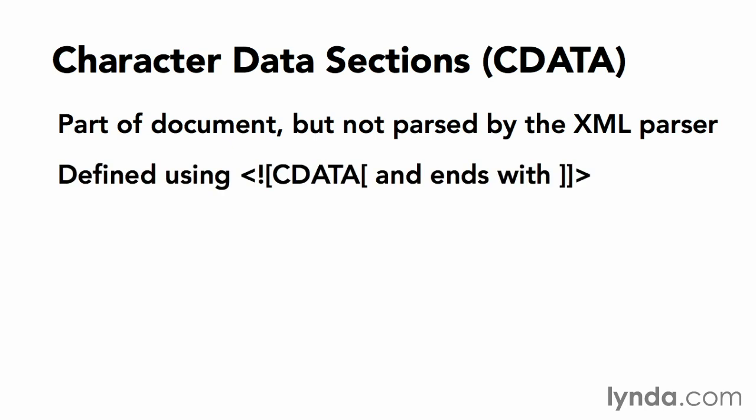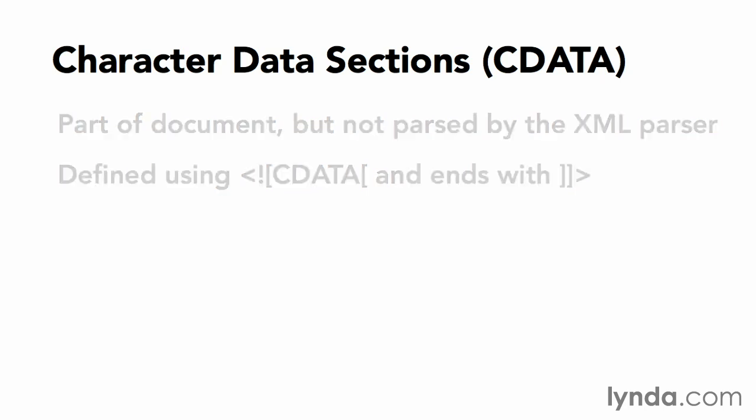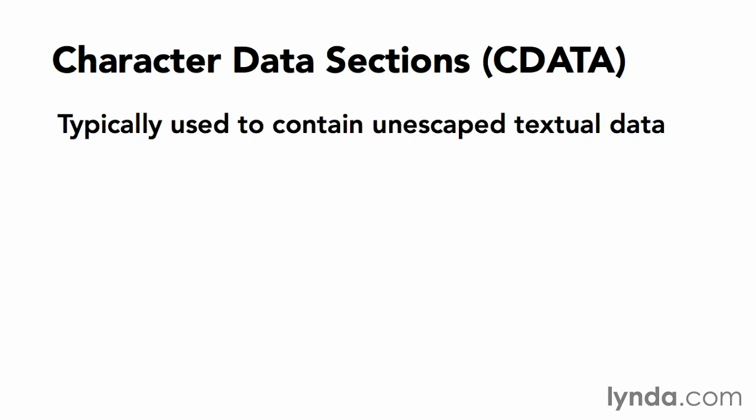It's defined by using an opening angle bracket followed by an exclamation point, followed by an opening square bracket, the word CDATA, another opening square bracket, and then ends with two square brackets and a closing angle bracket. It's typically used to contain unescaped textual data. It's not parsed, so special characters like an ampersand and other brackets are legal within there.